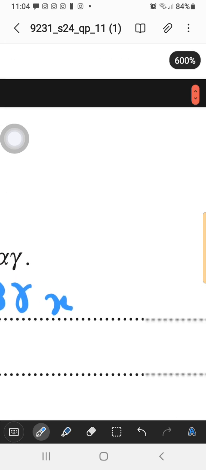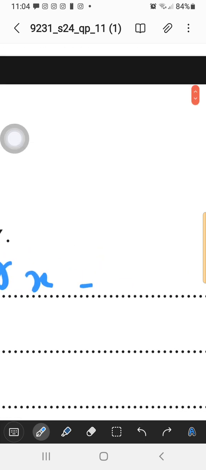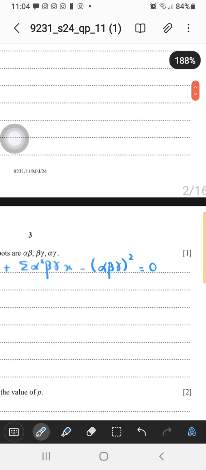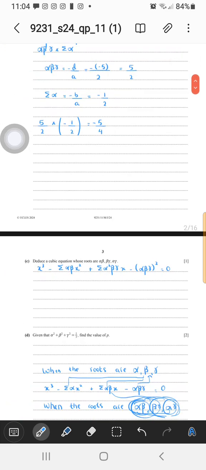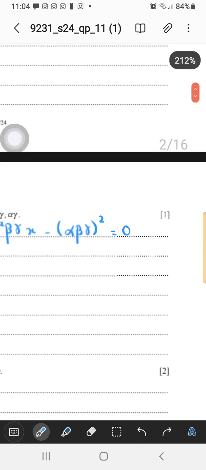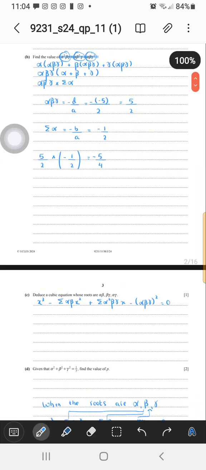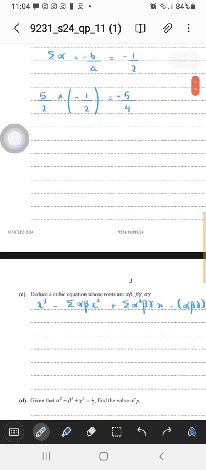Okay, x with this and minus, if we multiply all of these three, it becomes alpha square beta square gamma square, which we can write as alpha beta gamma whole square equal to 0. So now we have to complete this equation. This is for 1 mark, so that's why we didn't work out with a different or difficult method. We just deduced that, and everything we had found out in the previous parts.